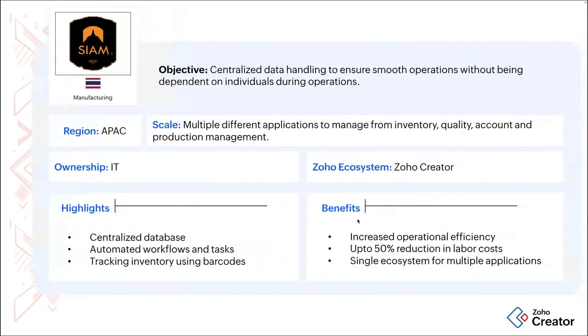So similarly, Deciam has built different individual applications rather than one ERP, one application for individual inventory management, separate for quality, account, and production management. By building applications whenever a need arises using their business owners, they have increased their operational efficiency, and they have noticed up to 50% reduction in labor cost from an administrative perspective here.